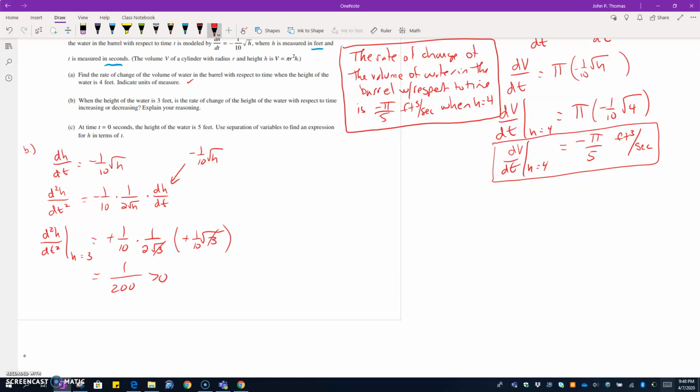So if the second derivative is greater than 0, that means that the rate is going to be increasing. Because again, the rate is dH/dt. We're taking the derivative of that. The derivative of that is positive, so it's increasing.